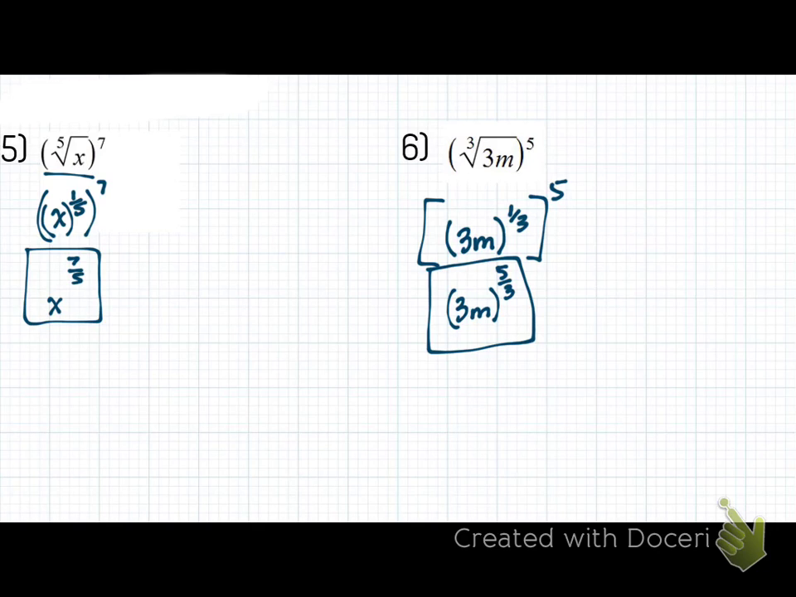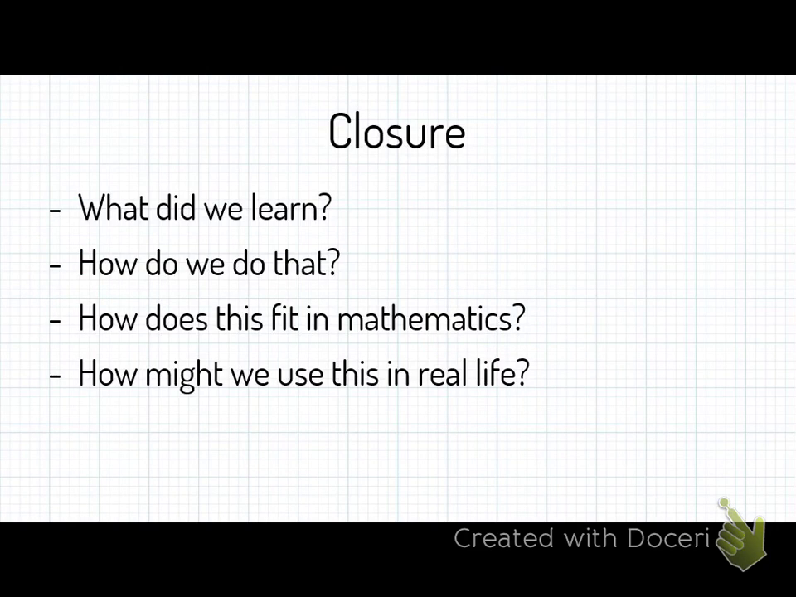Okay, is it important that we have the parentheses here, yes or no? Yes, absolutely. So, that's it. That concludes our lesson.